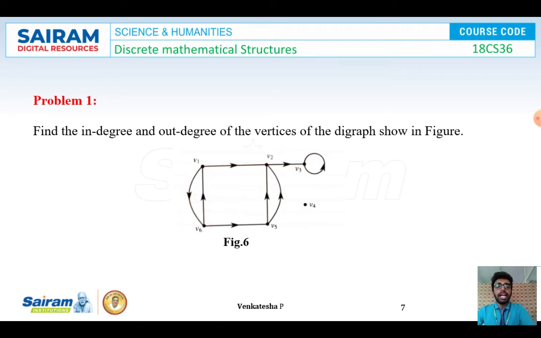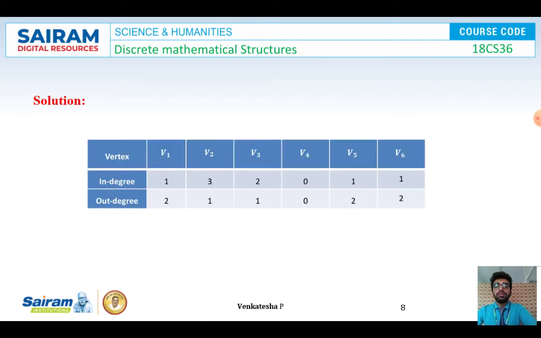The same thing can be expressed in a tabular column also. The vertices of the given graph are v1, v2, v3, v4, v5, v6. The in degrees: at v1 is 1, at v2 is 3, at v3 is 2, at v4 is 0, at v5 is 1, at v6 is 1. The number of out degrees: at v1 is 2, at v2 is 1, at v3 is 1, at v4 is 0, at v5 is 2, at v6 is 2.